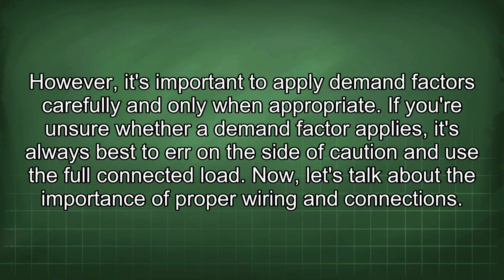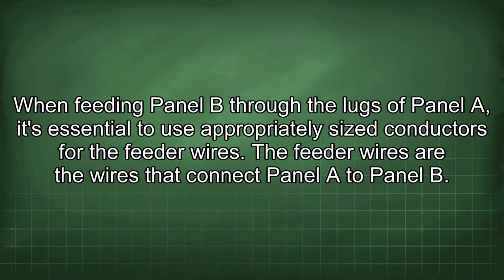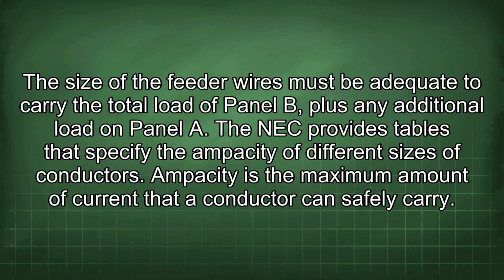Now let's talk about the importance of proper wiring and connections. When feeding panel B through the lugs of panel A, it's essential to use appropriately sized conductors for the feeder wires. The feeder wires are the wires that connect panel A to panel B. The size of the feeder wires must be adequate to carry the total load of panel B, plus any additional load on panel A. The NEC provides tables that specify the ampacity of different sizes of conductors. Ampacity is the maximum amount of current that a conductor can safely carry.